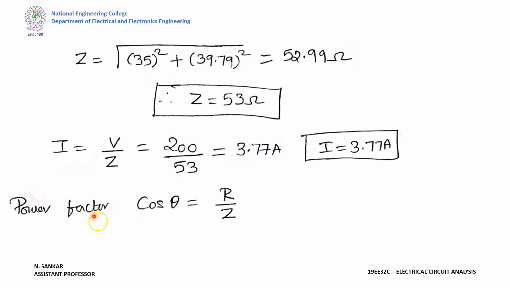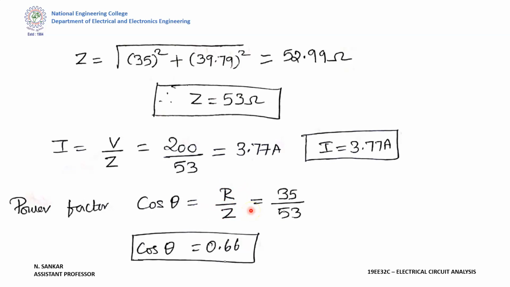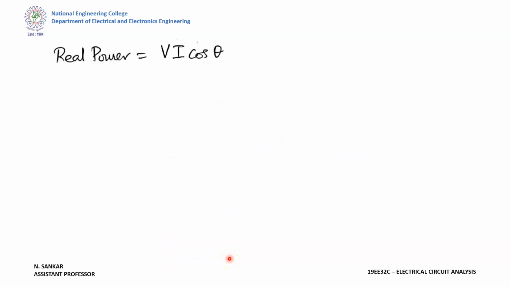So next one, power factor, that is cos theta. So R by Z, R is 35 and Z is 53, so which will be equal to 0.66. So this is your power factor. If they ask for phase angle, just take the inverse. So theta is equal to cos inverse of 0.66.